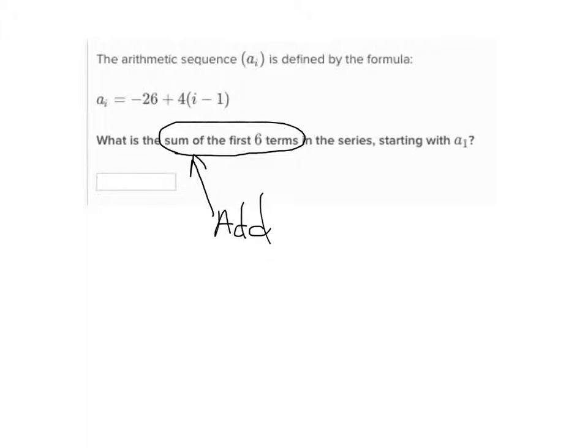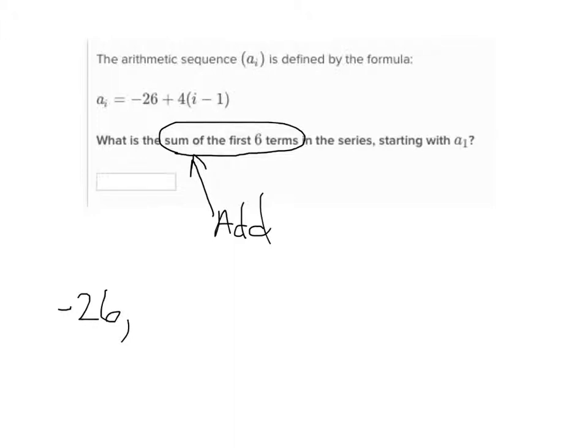Let's calculate the first term. I put a 1 here because I want the first term. If I wanted the second, I'd put a 2 here. If I wanted the third, I'd put a 3 here. So I'm going to put a 1 here. 1 minus 1 is 0, times 4 is 0. -26 plus 0 is still -26. So my first term is -26.